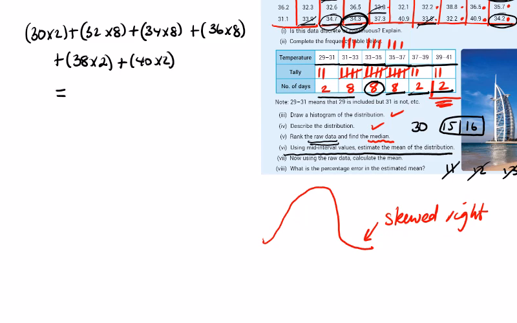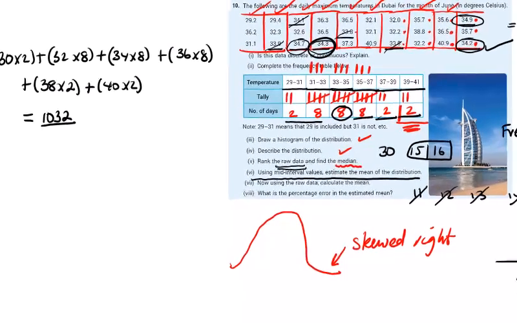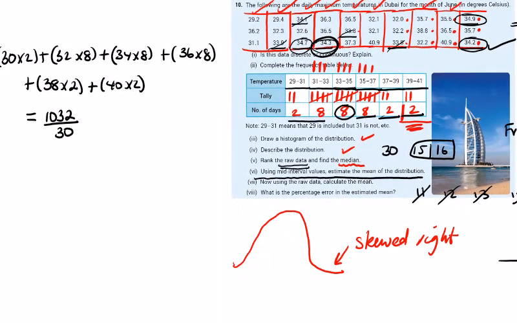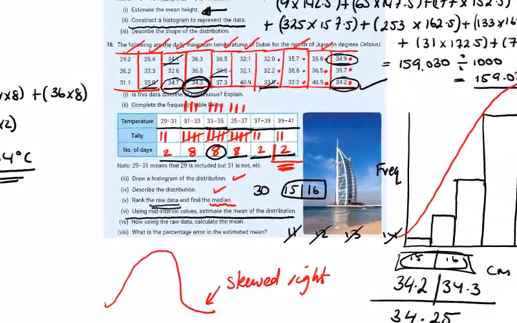And multiplying all of these out, we are going to get 1032 divided by, do we add them up at the beginning? We didn't add them up, we weren't told. There's 30, we had 30 of them. 10 rows of 3, and 1032 divided by 30 is 34.4 degrees Celsius.